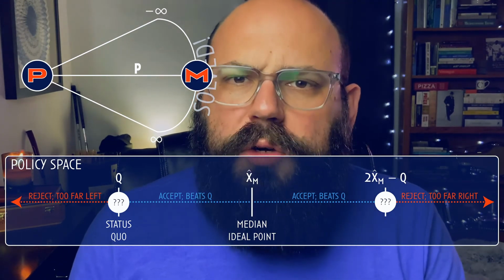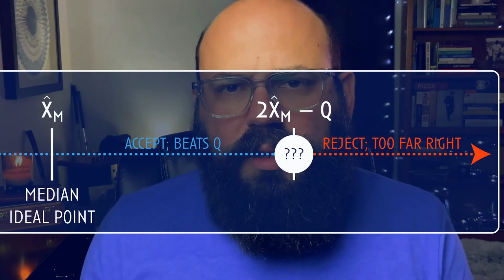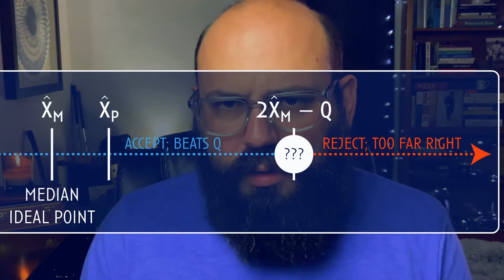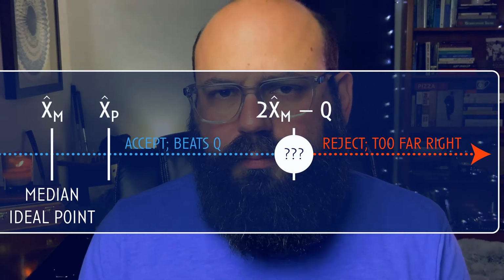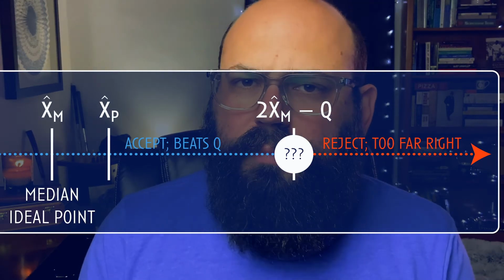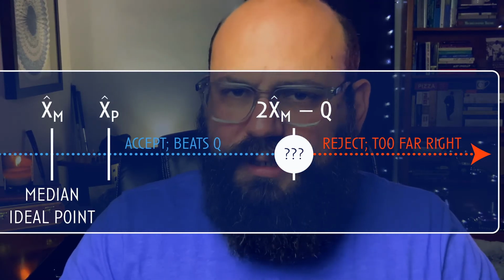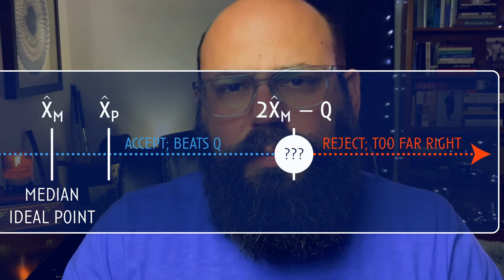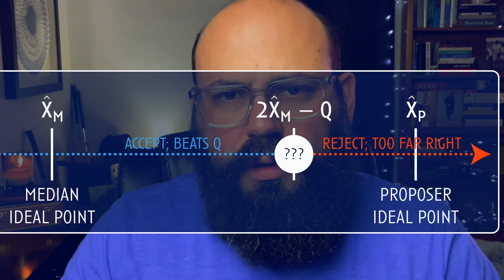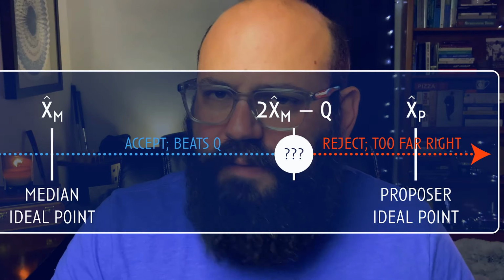So what should the proposer propose? As we were just discussing, if their ideal point lives in the win set, if they could choose P, and P was strictly less than 2M minus Q, then they would just choose their ideal point, have it accepted, and that would be great. So in order to keep this interesting, let's suppose otherwise. Let's say instead that P was to the right of 2M minus Q. So now they couldn't propose P. If they proposed their ideal point, it would get rejected, and they could do better.